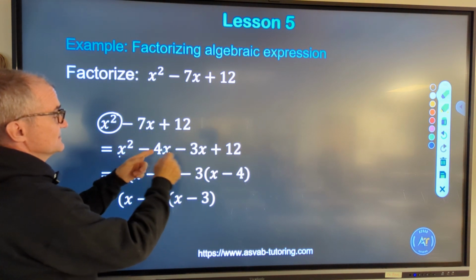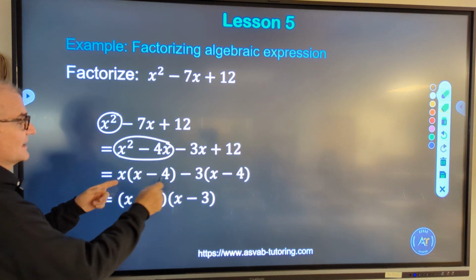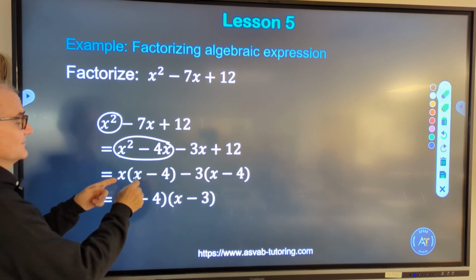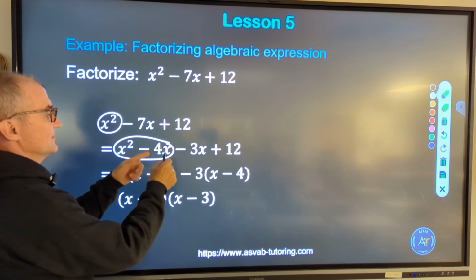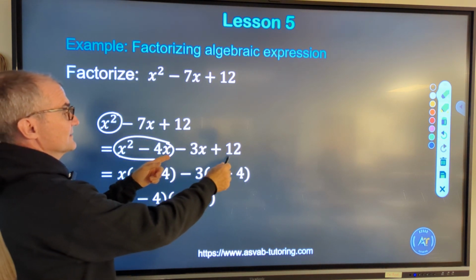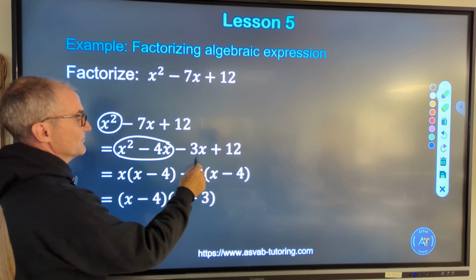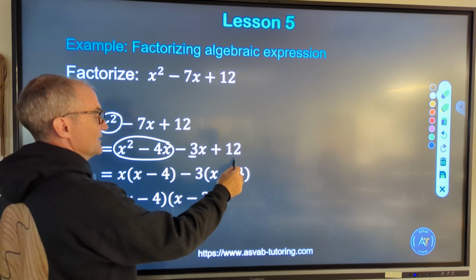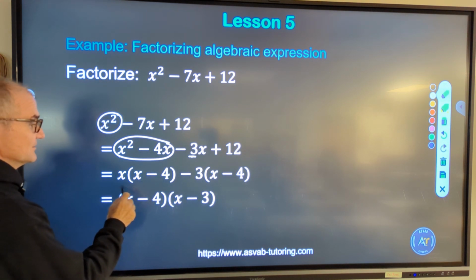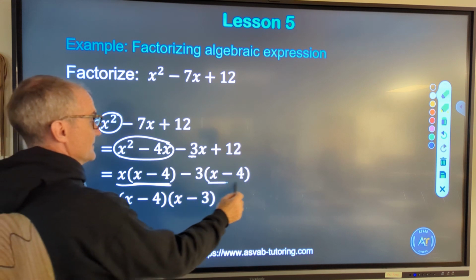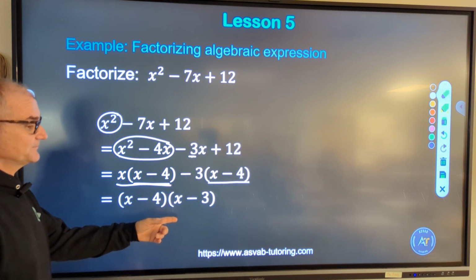That's a negative 7x. Then right here, I have that common term of x. So I pull that common term out. x comes out of here, leaving me with x. x comes out of here, negative 4. Then I have the other part of that, which is negative 3x plus 12. Common term in here is negative 3. So I pull a negative 3 out of this, and I pull a negative 3 out of that to give me x minus 4. Then I have this common term, x minus 4, right here in both of them. So I pull that out front, leaving me with x minus 3.